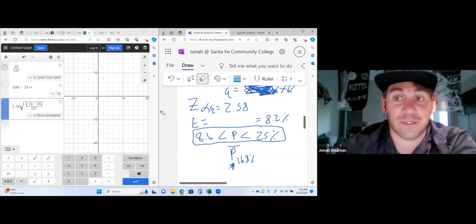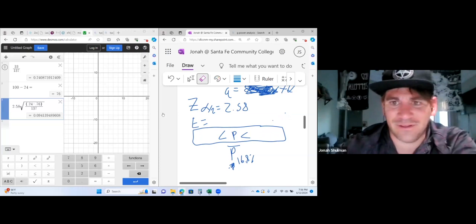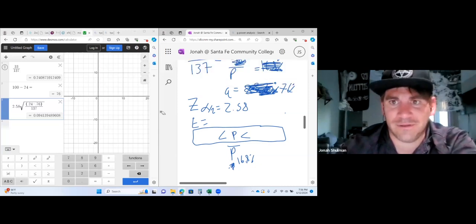Oh, now my pen doesn't want to work. Cool. Oh, there we go. So it is in fact 0.09. It will let me draw. I'll be much happier.